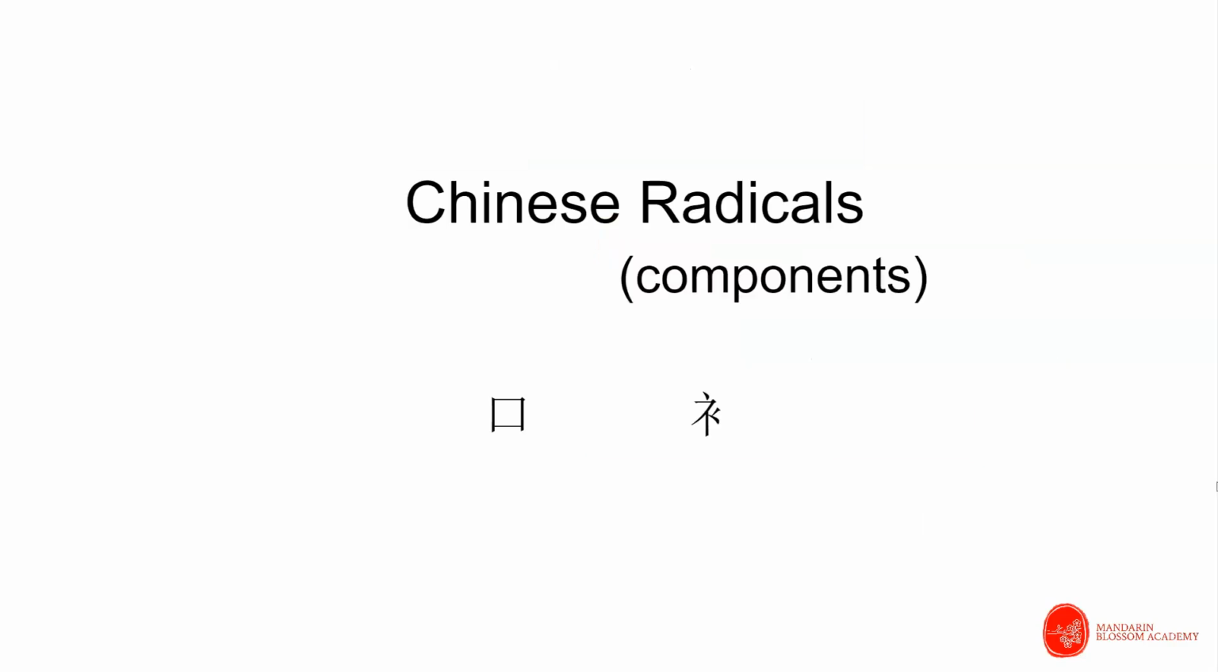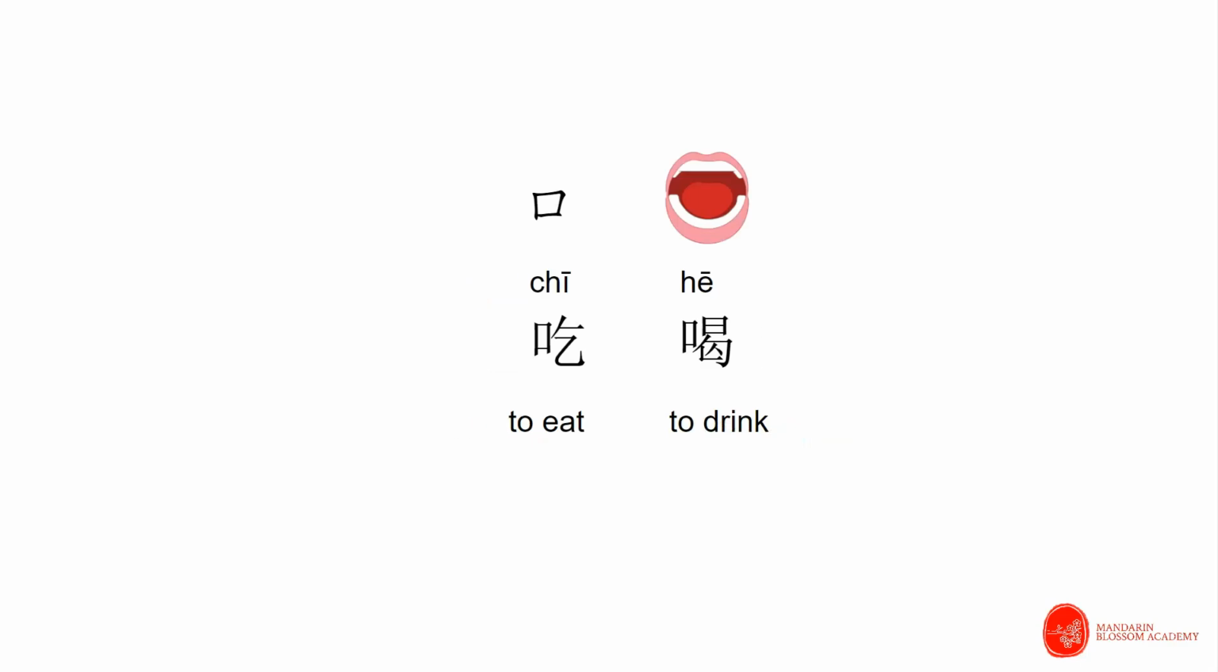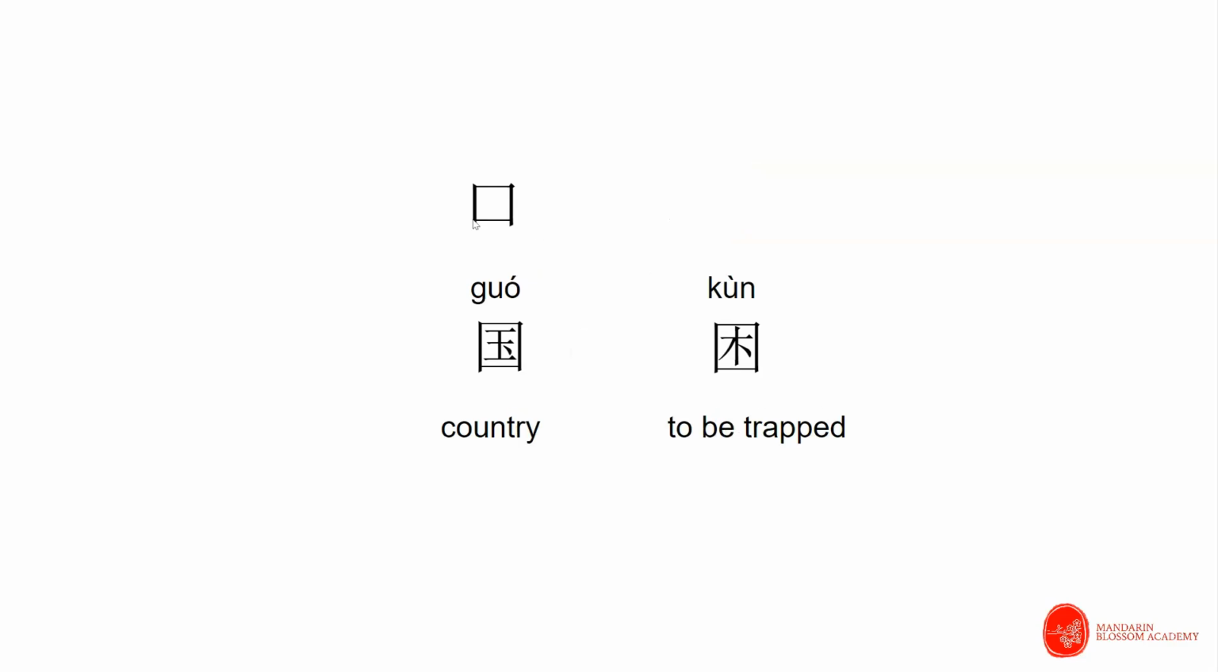Alright, now let's move on to our Chinese radicals. This is the first one. This radical represents enclosure. Remember not to confuse it with this one, 口字旁. This radical is usually related to mouth, and mostly is on one side of a character. Let's go back to this radical. This character is 国, it means country. So you can think of these four sides as the borderlines of a country. The second one is 困, to be trapped.